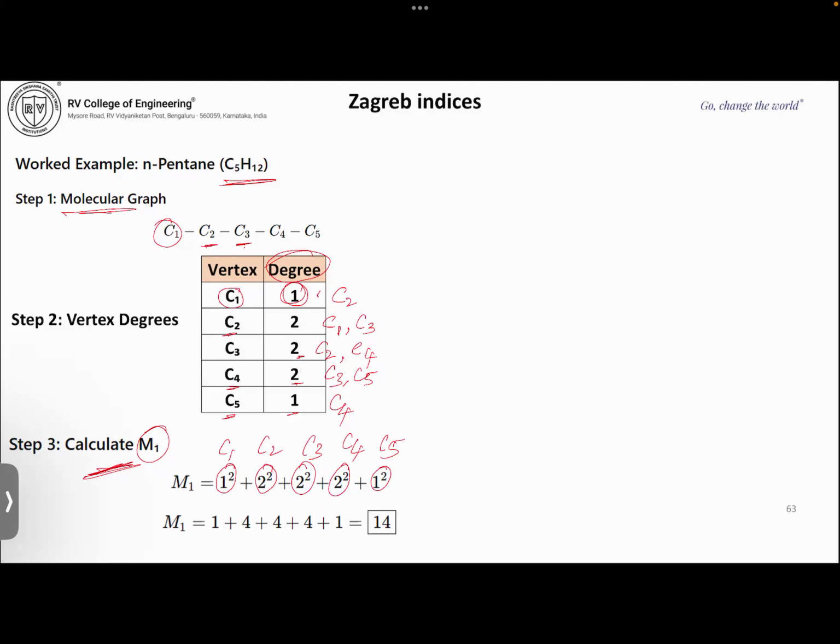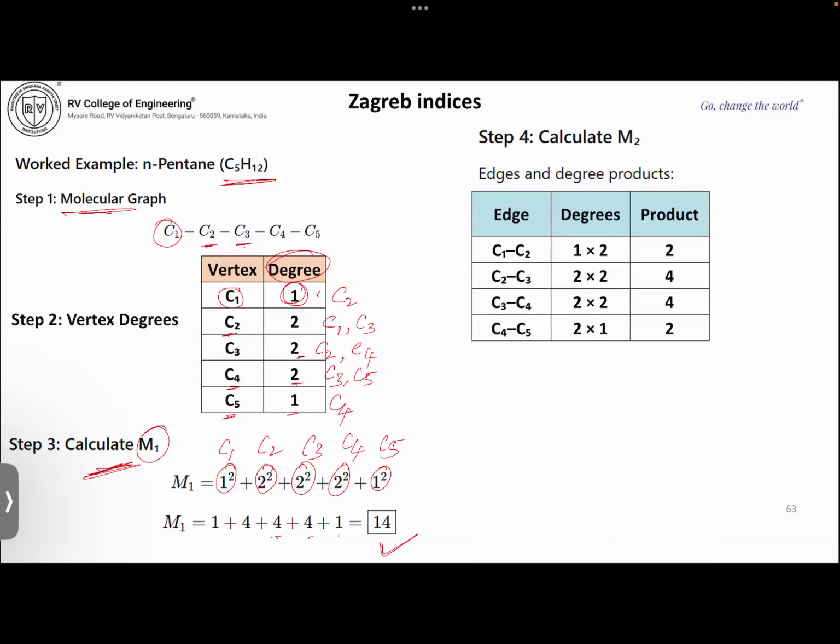So 1 square plus 2 square plus 2 square plus 2 square plus 1 square is equal to 1 plus 4 plus 4 plus 4 plus 1. It will be 14. So this is the Zagreb number 1, M1, for the pentane. So let us calculate Zagreb number 2, that is M2.